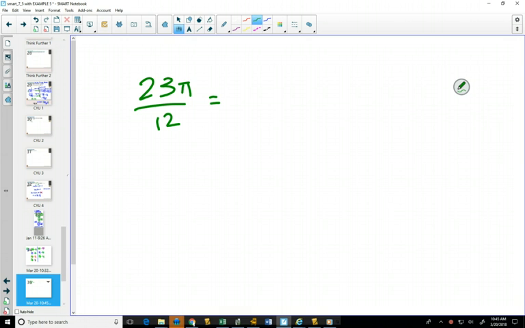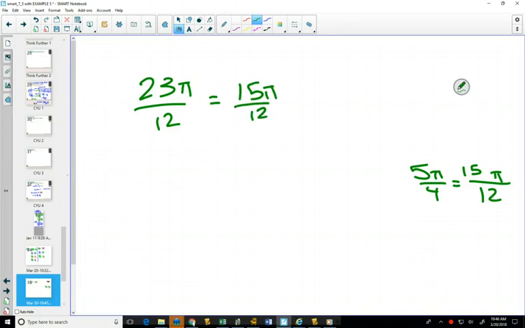5 pi over 4. If we started with 5 pi over 4, you know that 5 pi over 4 is what over 12? Well, I'd multiply each of them by 3. I'd have 15 pi over 12. So I want to get 23 pi over 12, and I start with 15 pi over 12. I ask myself, well, what would I need to add to that to make 23? 8.